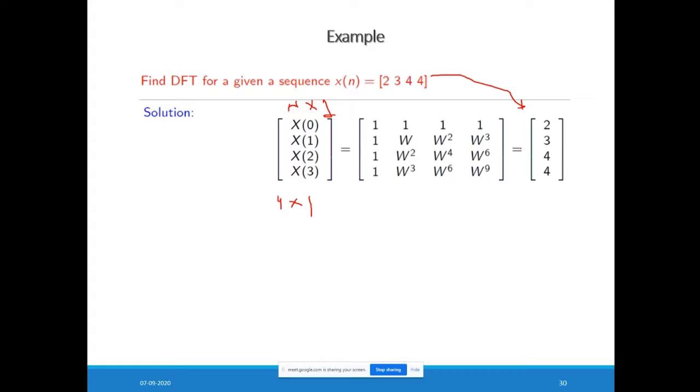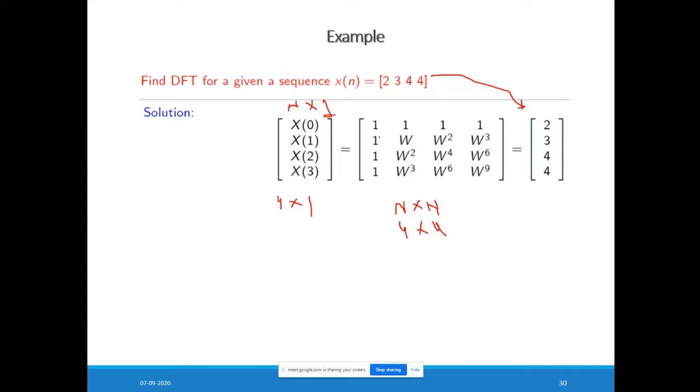So these both, capital X of k and small x of n, are nothing but column vectors. Now this is the Twiddle factor matrix. As we wrote, this is the n cross n matrix. Here n is equal to 4, so this is nothing but a 4 cross 4 matrix.